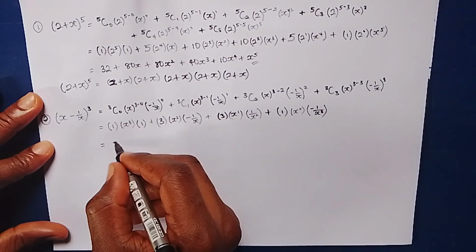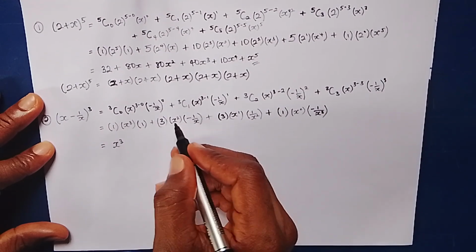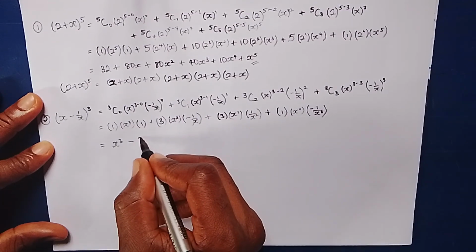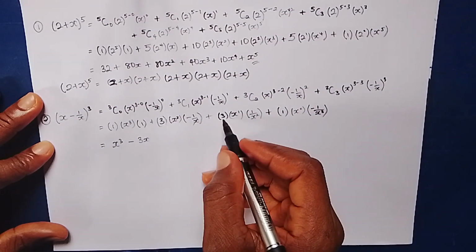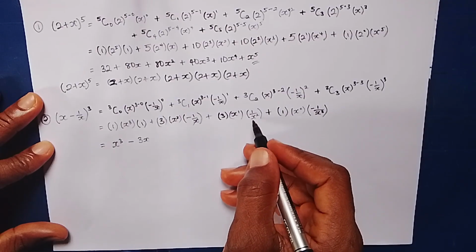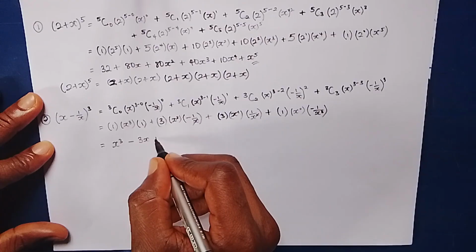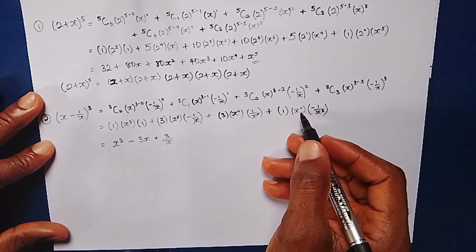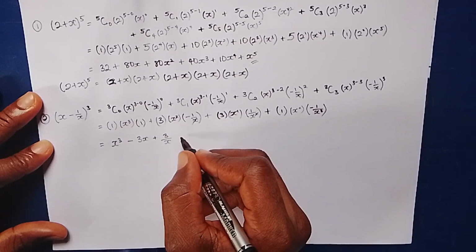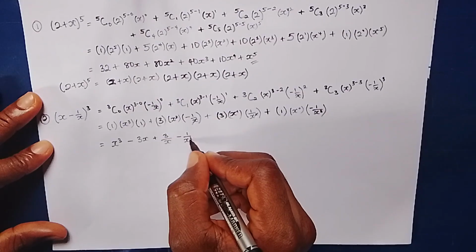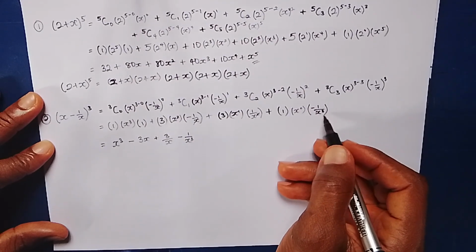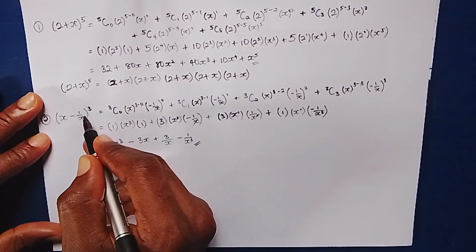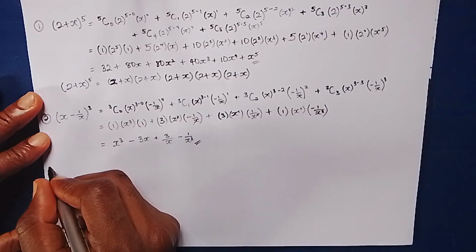So simplifying this, we have x cubed. 3 times x squared times minus 1 over x will cancel to give us minus 3x. Move on to the next one. 3 times x times 1 over x squared, we cancel this, so we have plus 3 over x. The next one, our x raised to power 0 is 1, so 1 times 1 times minus 1 over x cubed. So this is our final answer. So we're able to do this in just 1, 2, 3 steps without having to multiply this by itself again and again. Now let's go to the final example.